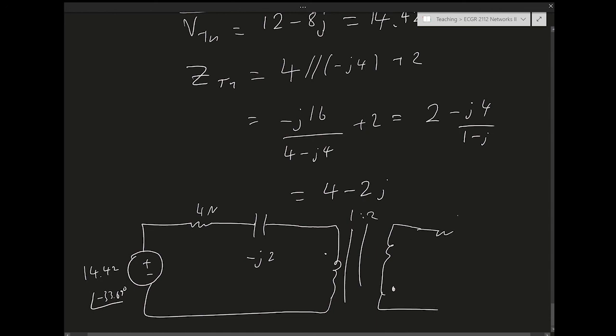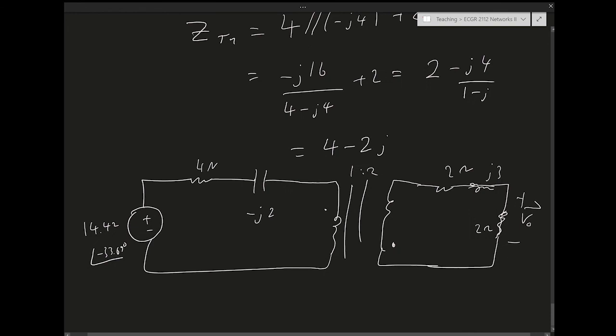Then I have 2 ohms, J3, another 2 ohms, and then VO. This is a resistor, this is an inductor, J3, and then VO. Right? Now we can find the Thevenin equivalent.